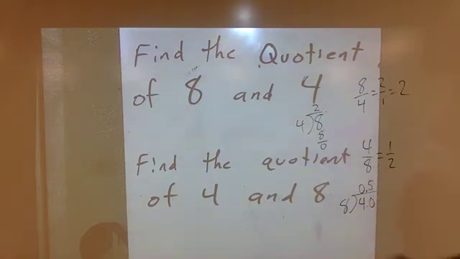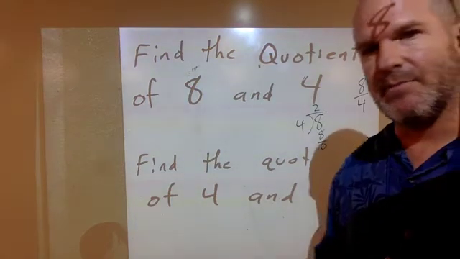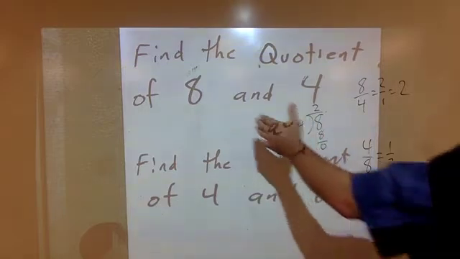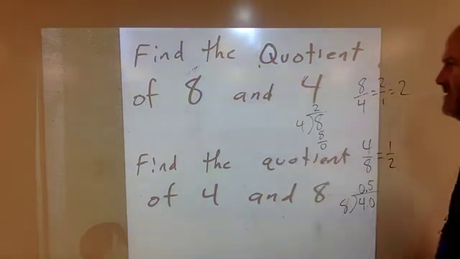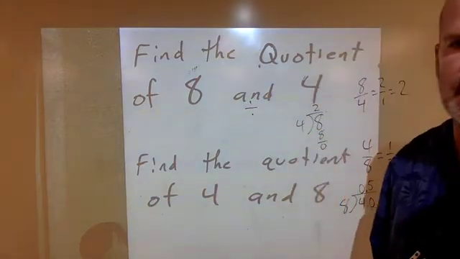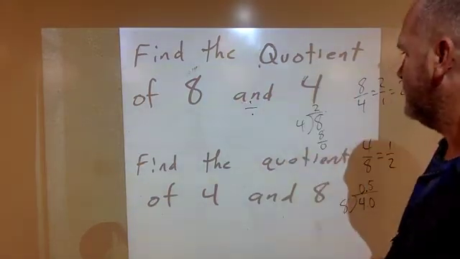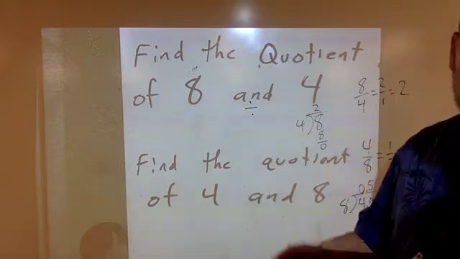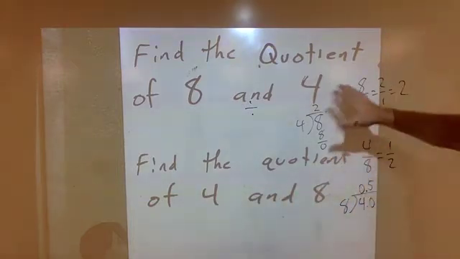However you could come up with some kind of way to remember that this is 8 divided by 4. Maybe you think of the "and" as a division symbol. Maybe "and" means divide. This is 8 divided by 4. This is 4 divided by 8. That might be a good way to do it. But you got to get that right.